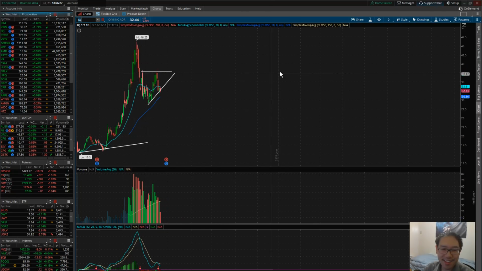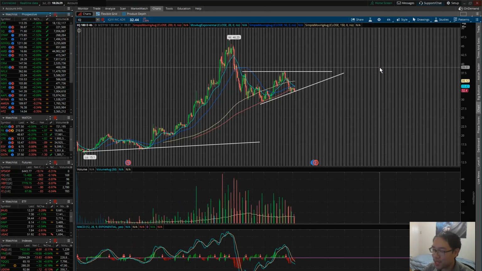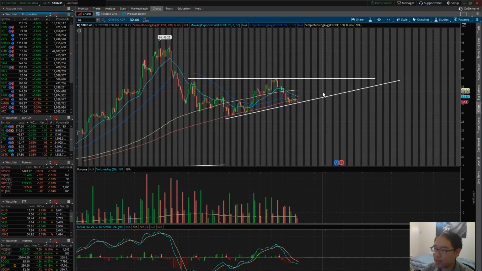All right, IQ. So you guys are requesting IQ. And so for IQ, you guys were asking, what are you doing with IQ? Am I still in IQ right now? Okay, so IQ, I actually exited when we started gapping down below the 20 EMA line.